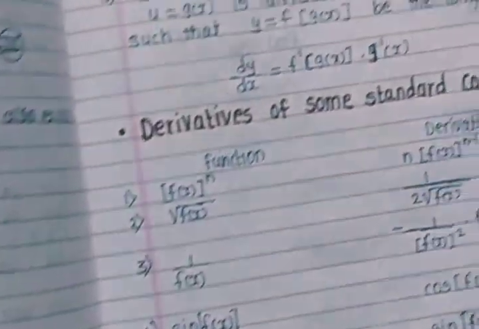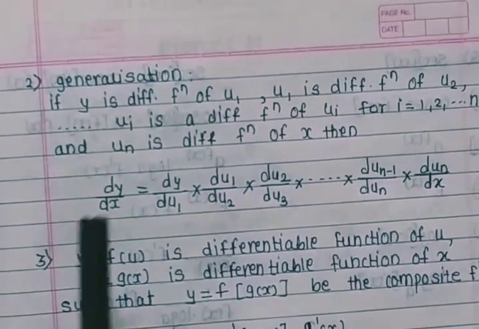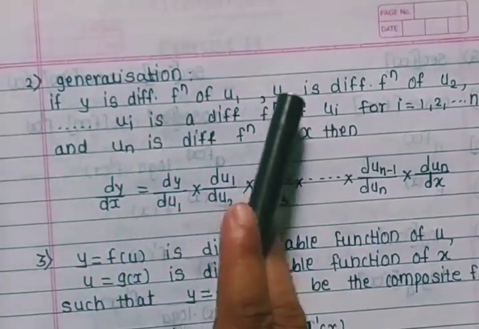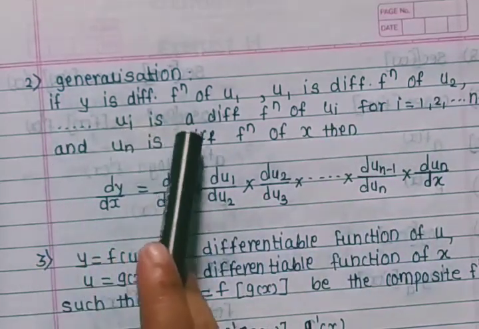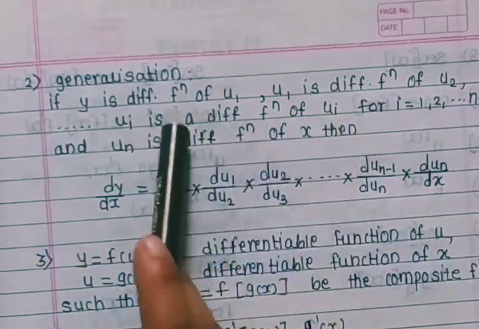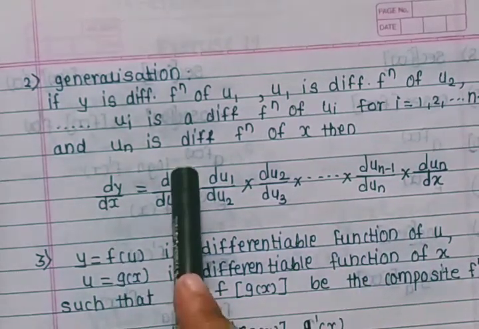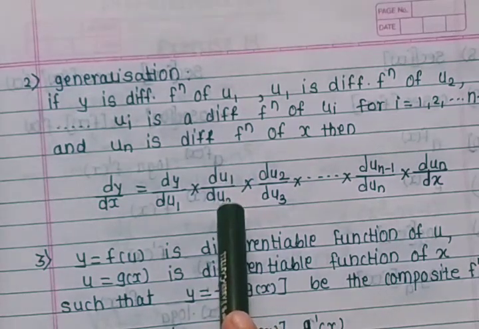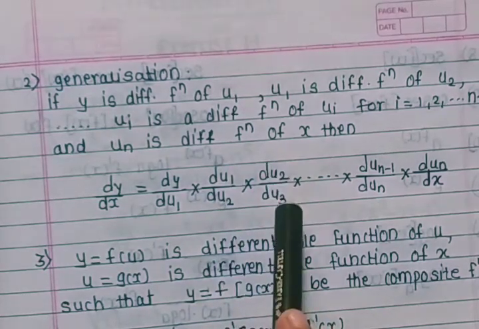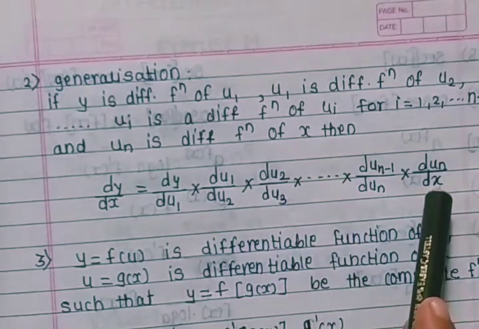Now we will continue with generalization. If y is a differentiable function of u1, u1 is a differentiable function of u2, and so on, ui is a differentiable function of un, then dy by dx equal to dy by du1 into du1 by du2 into du2 by du3, and so on, into dun divided by dx.